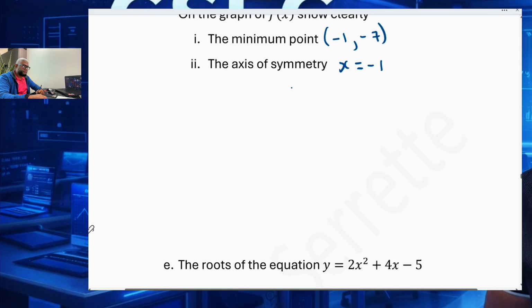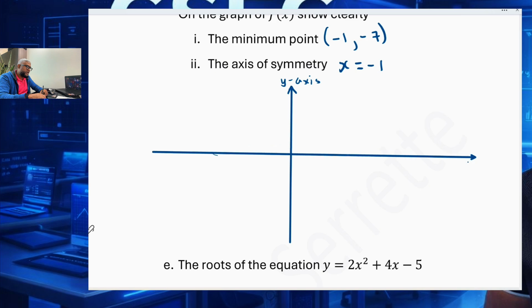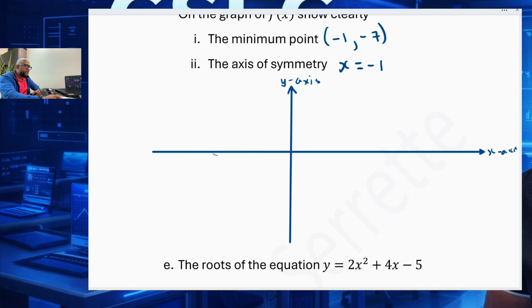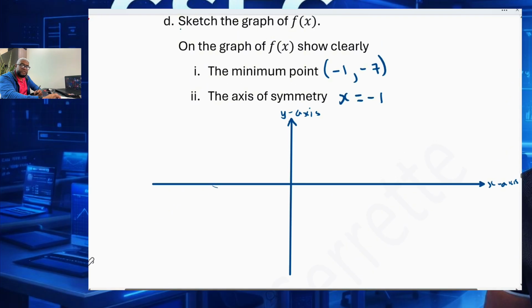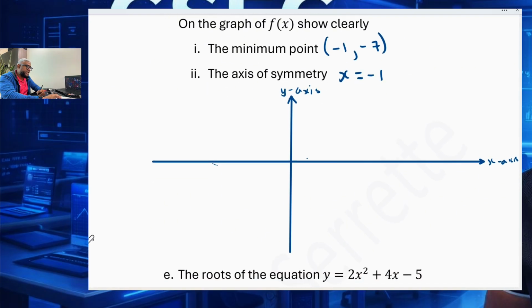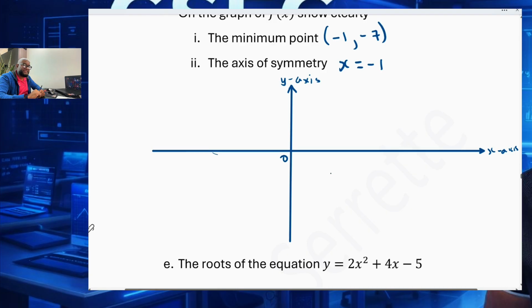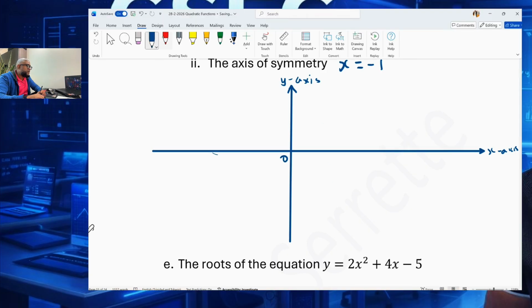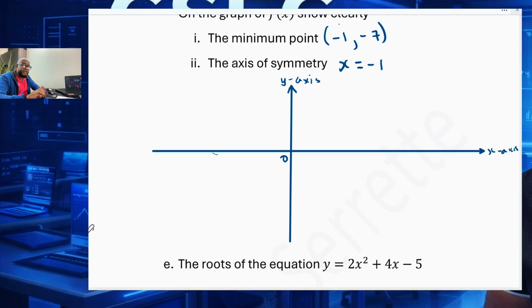So we go in. Y-axis. I put in my x-axis a little higher because I need to show negative 7. Right? So this is my x-axis. Freehand, because they said the word sketch. Right? So we go in 0 here. Minimum point. Where would negative 7 be? Remember, for the coordinates, your first coordinate would be x. Your second coordinate would be y.